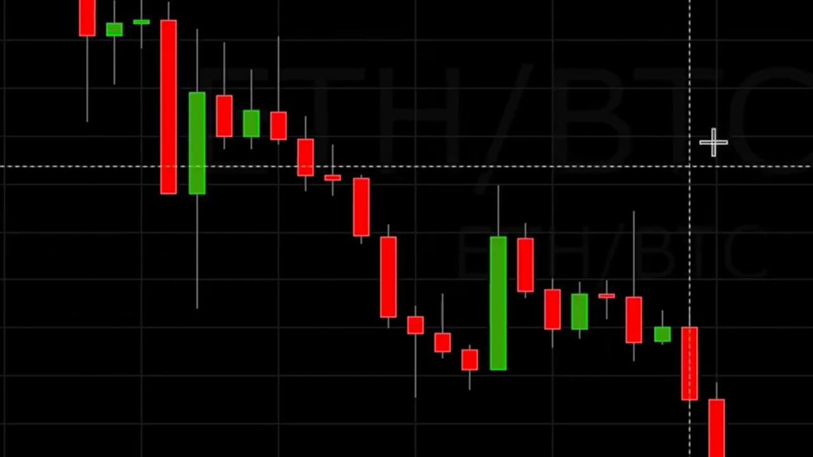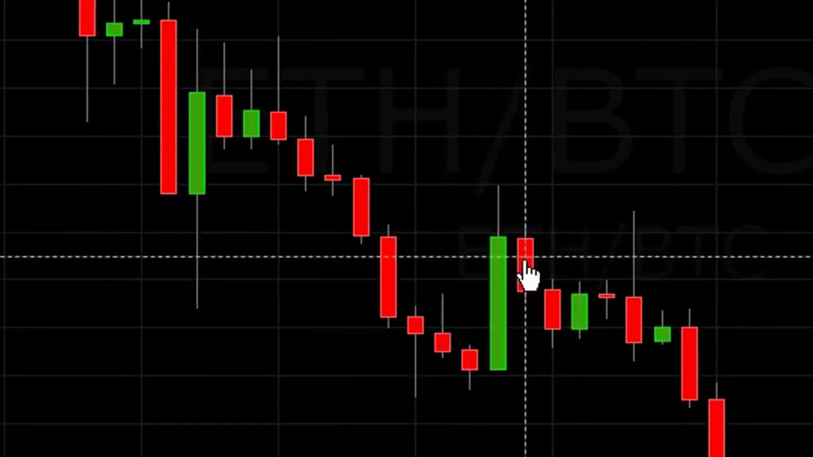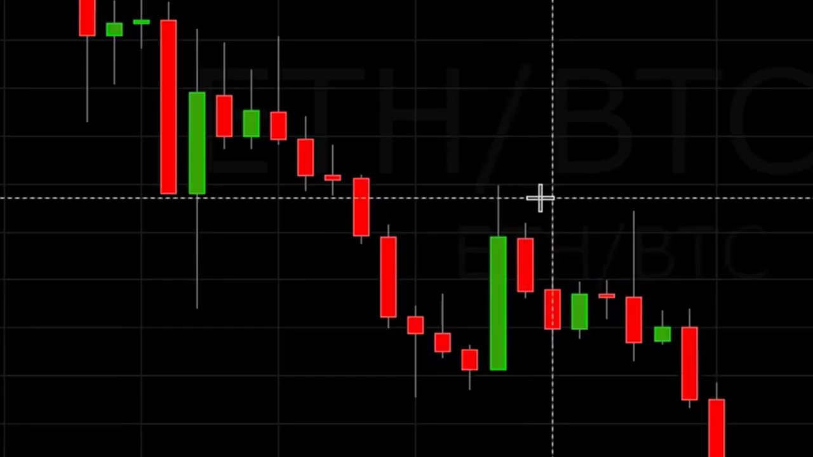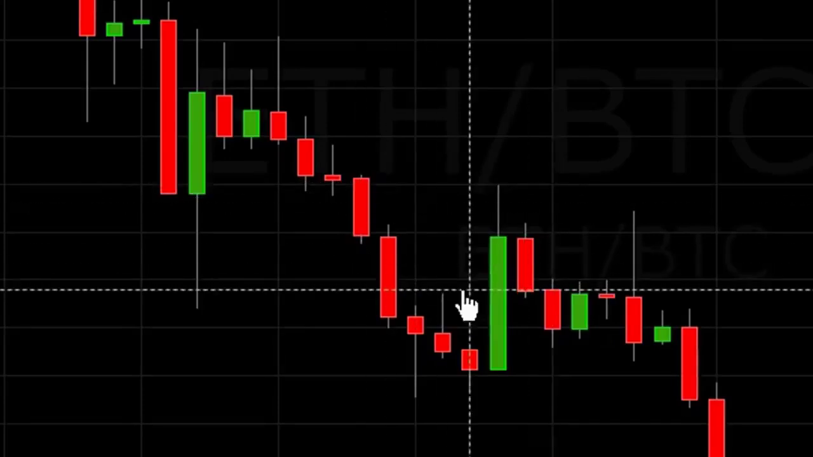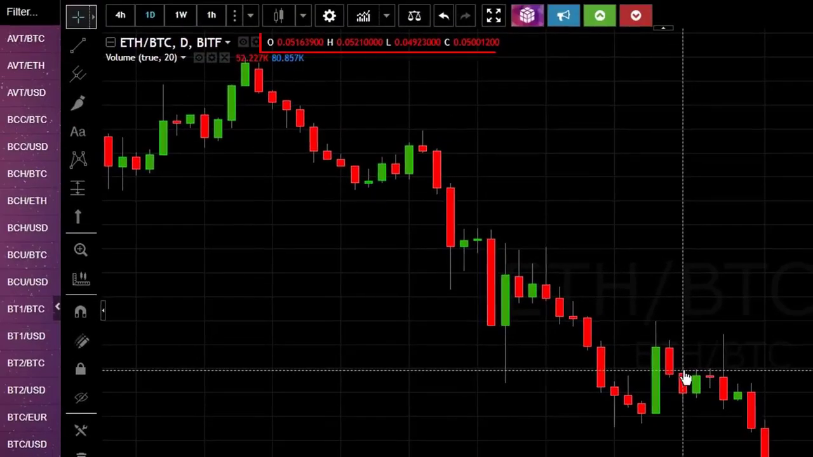Now you don't have to use this crosshair and wave over specific points to find out what the open, high, low, or close price was. Coinigy will display this for you. All you have to do is hover over any candle, and then the OHLC numbers are displayed at the top here.